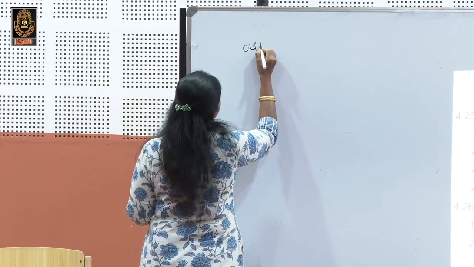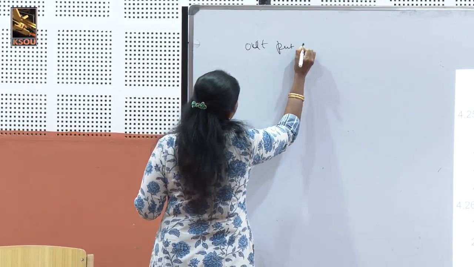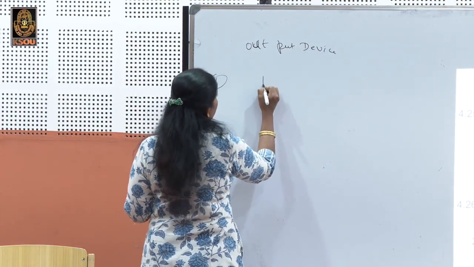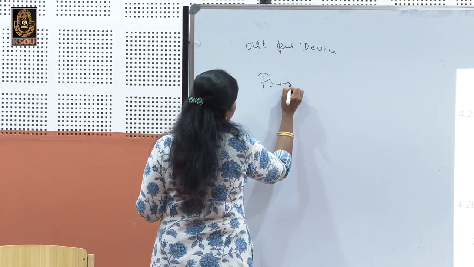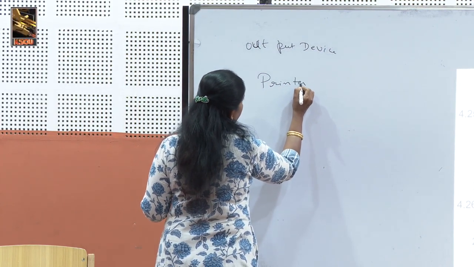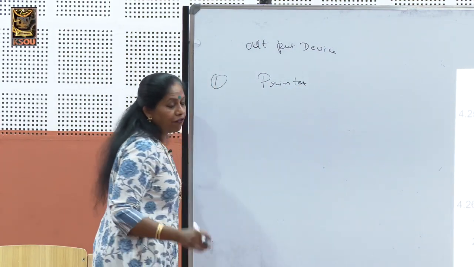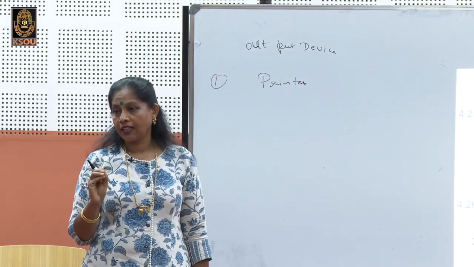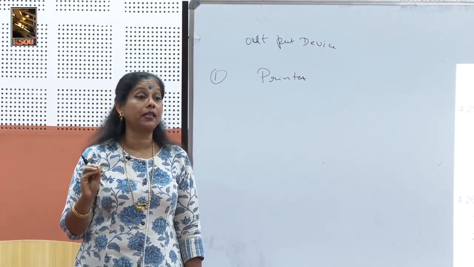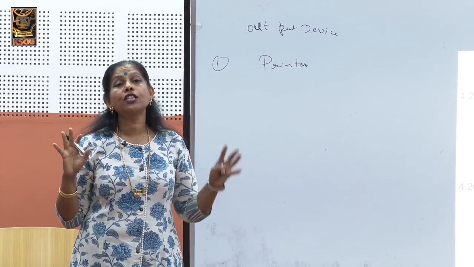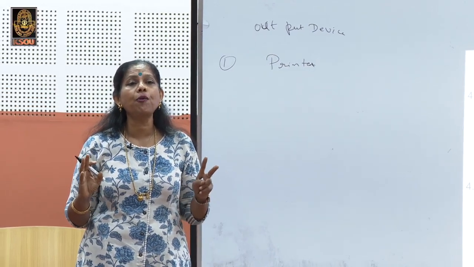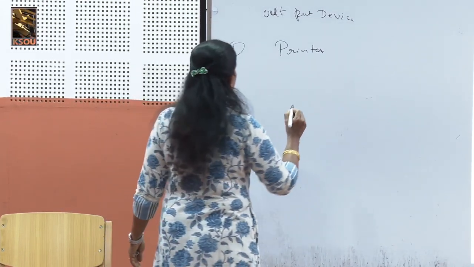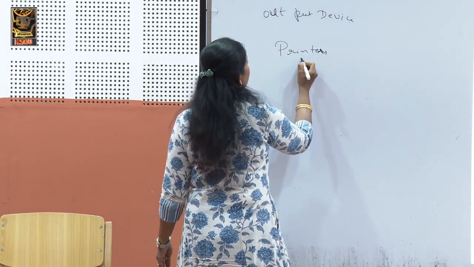This is an output device. Printer is an output device. Now we will learn classification. See, if you know the classification, definitely you can choose the correct answer. There are different types of printers out there. Okay, so these printers are classified into two types.